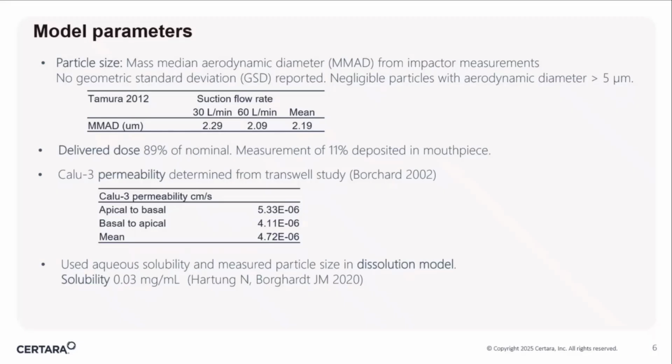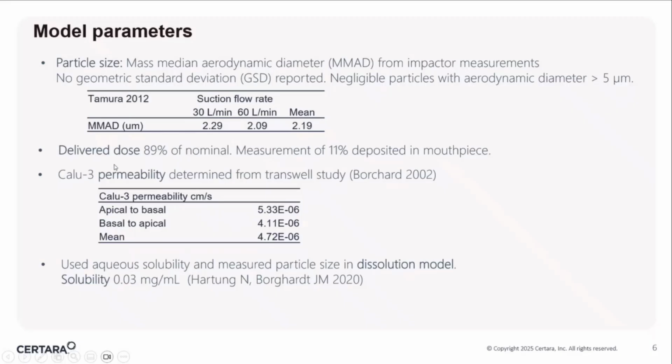They didn't say what the geometric standard deviation was, but they did say that negligible particles with aerodynamic diameter greater than 5 micrometers are present. And so that's not typical. Typically, you'd have an MMAD and a GSD.